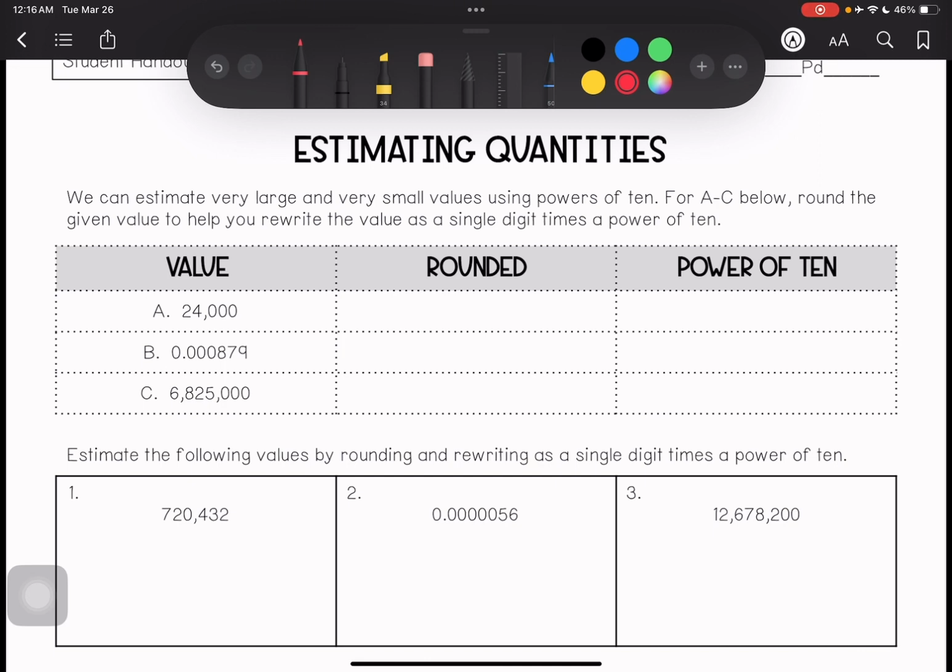For letters A through C, we're going to round those numbers to a given value, and we're going to rewrite that value as a single digit. That means one digit times the power of 10. So we're going to write it in scientific notation.